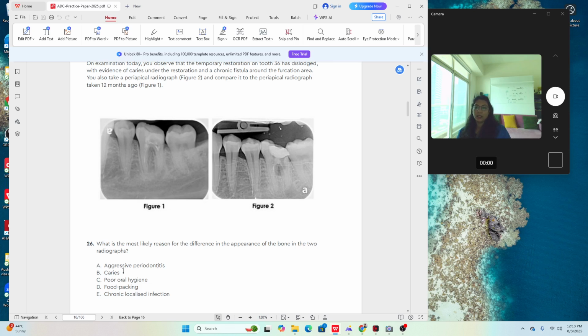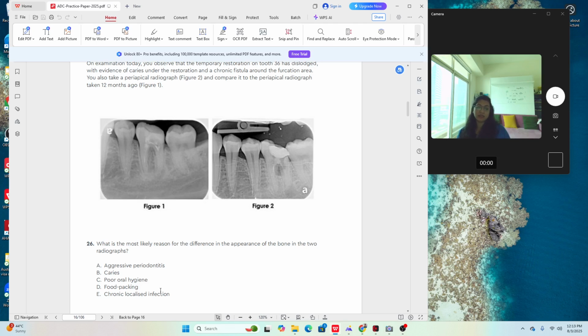Caries. Caries is caused out here. It can be the root, but this area is not caries. This is a proper radiolucency caused by infection due to caries, agreed, but this cannot be termed as caries. Poor oral hygiene, no.